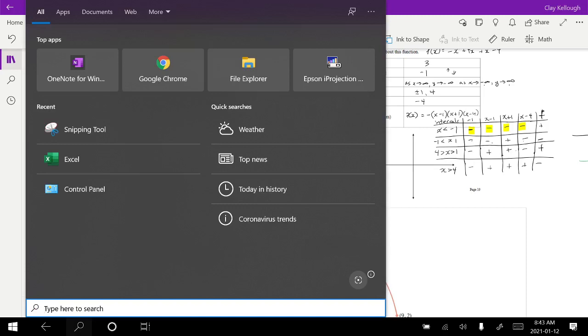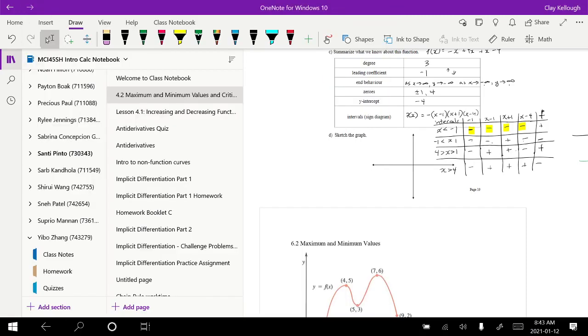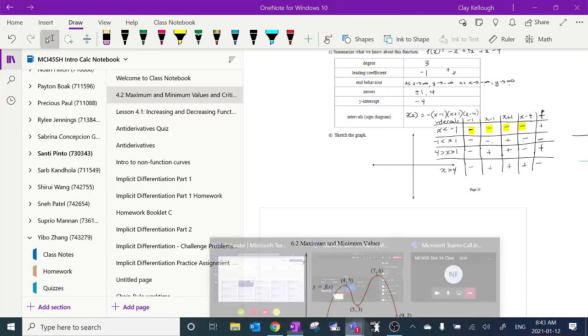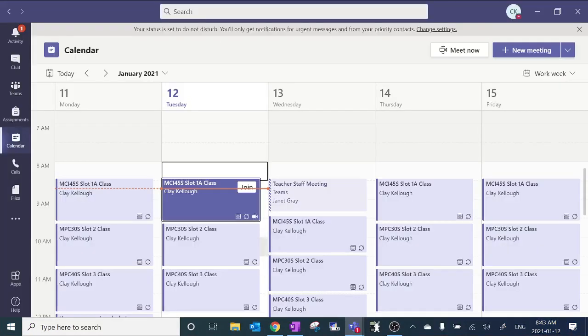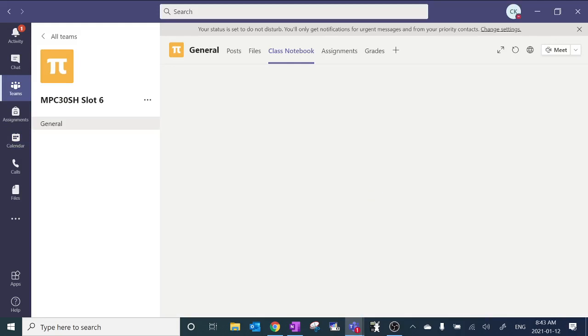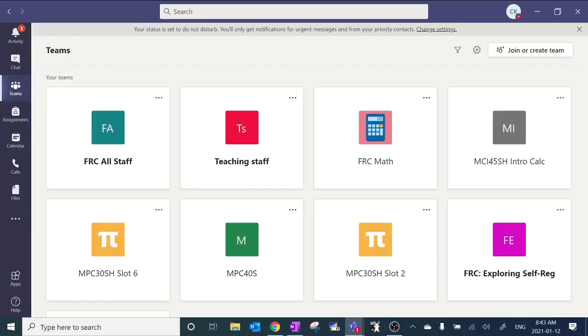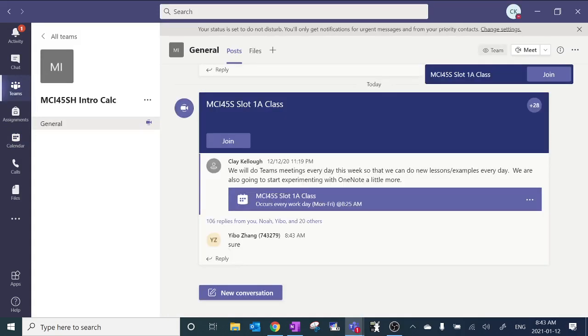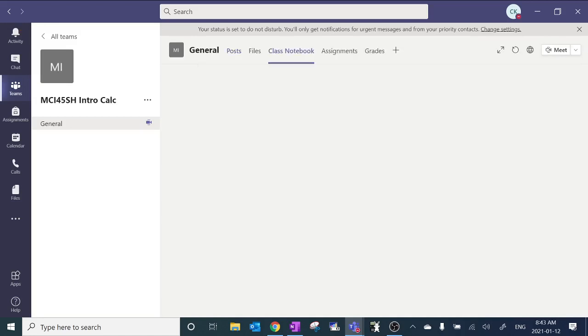Oh, I can't get to Teams unless I unfold this. Oh, this is a drag. There we go. Okay, if you go to Teams, and go anywhere in Teams, but mainly just go to where your Teams list is. Go to all Teams, and there you go. So go to this team, which is right here, and then if you go up to Class Notebook, boom.